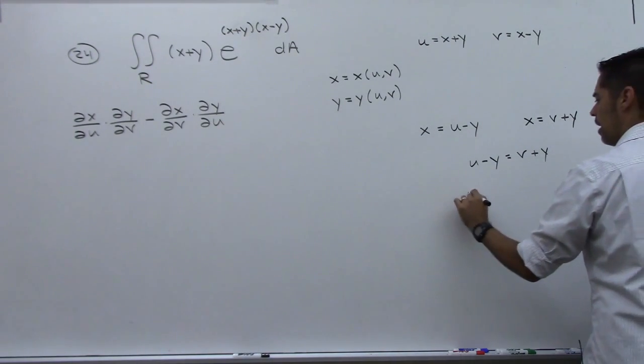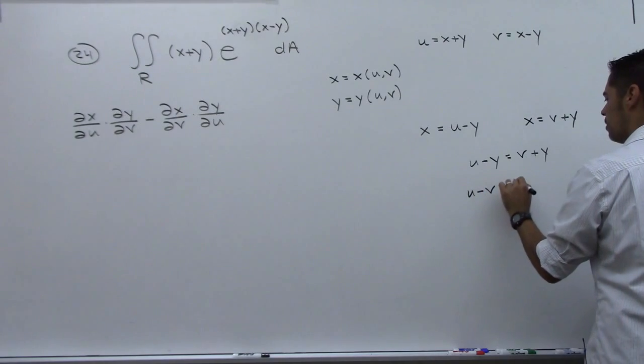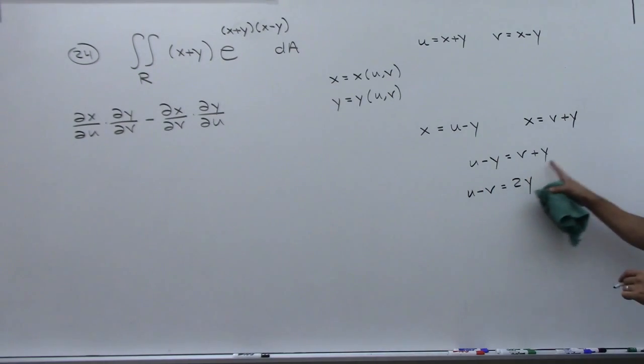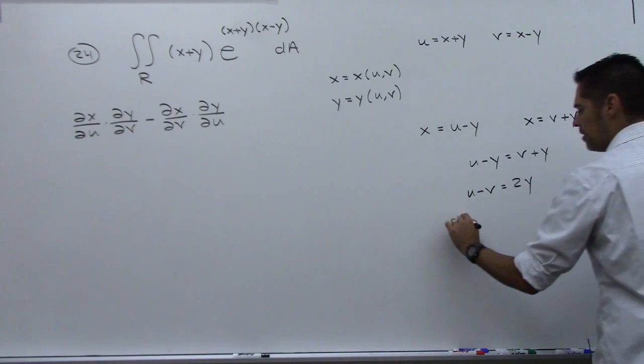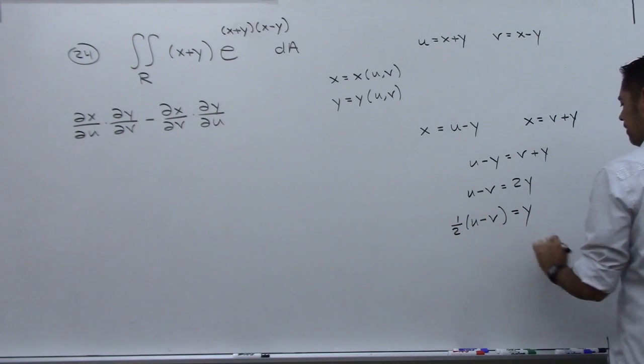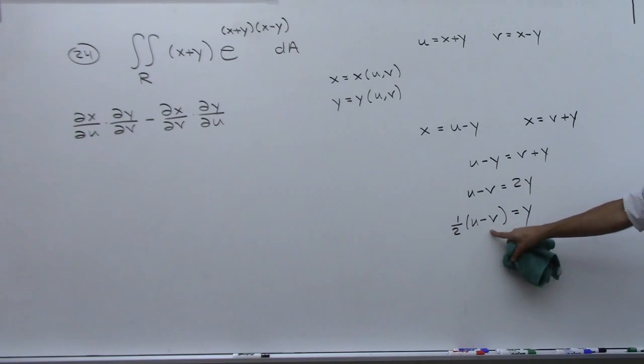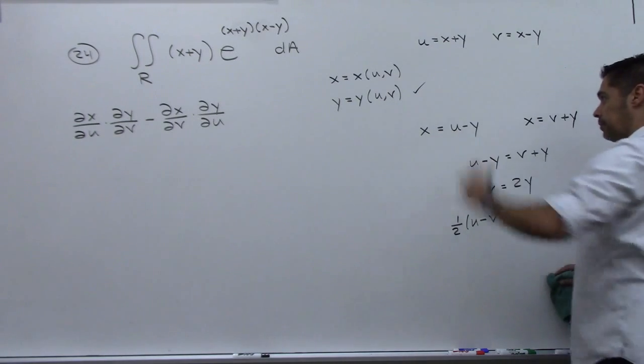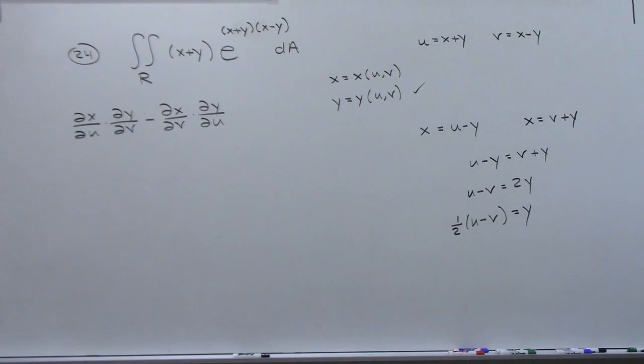And then move things around, you get u minus v equals 2y, right? Move this y over, v over, and then take 1/2 on both sides like this. And you have an equation for y in terms of u and v. So I've got this one.